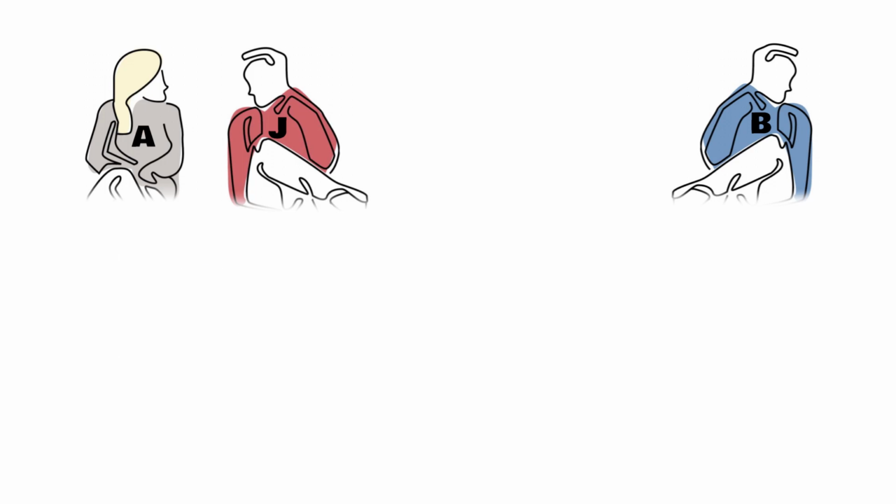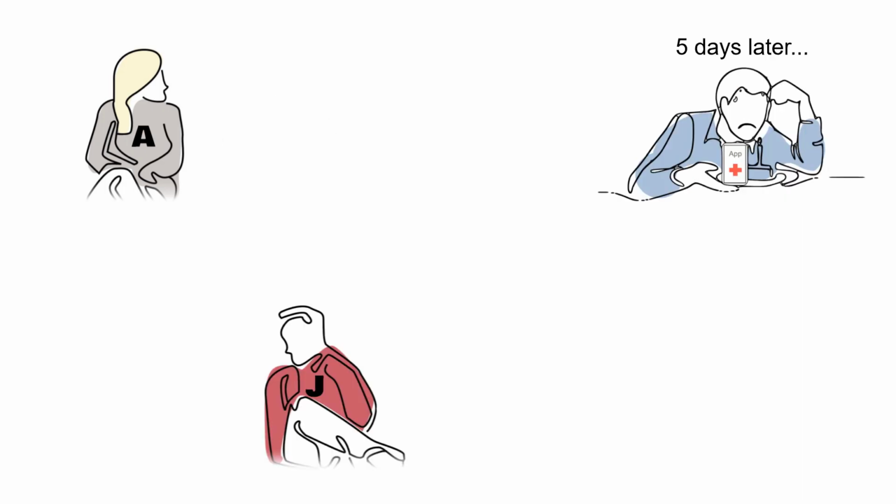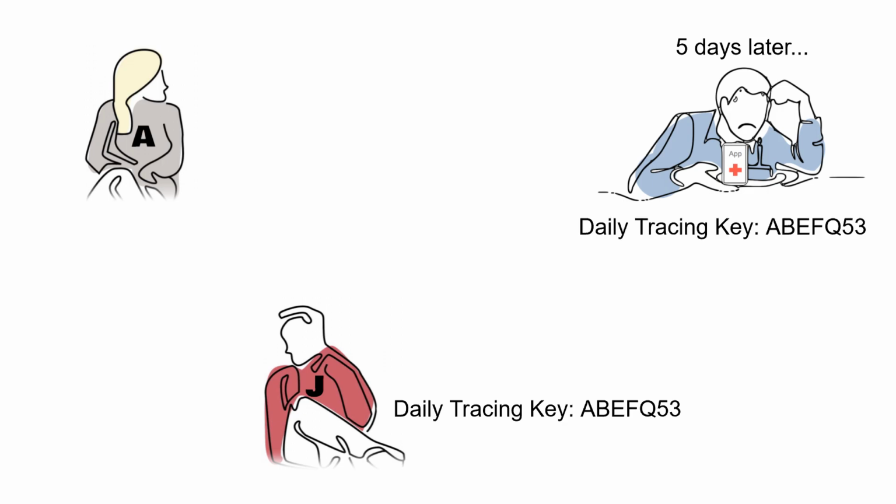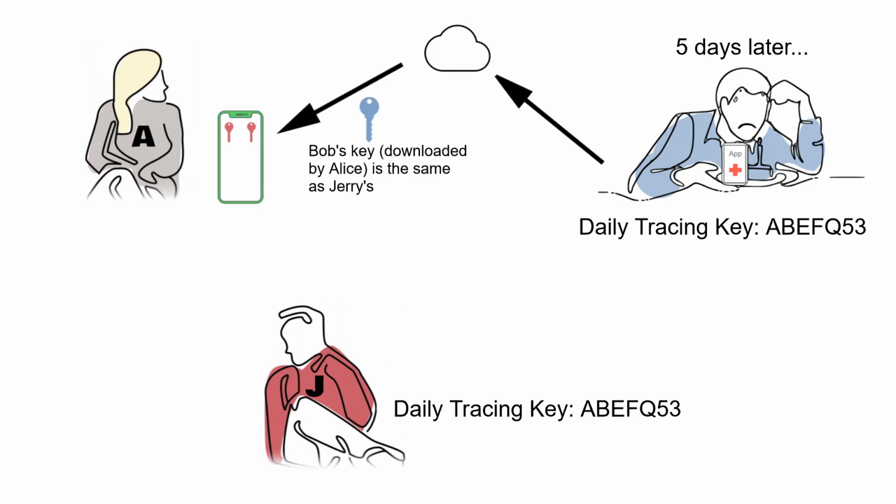5 days later, Bob, who Alice and Jerry have never met before, contracts COVID-19 and enters into the application that he is infectious. However, Jerry and Bob had the same daily tracing key by chance. What happens now is that Bob uploads all his daily tracing keys in the last 14 days to the server and marks these as diagnosis keys. Alice's phone then downloads all these keys and identifies that she has 2 rolling proximity identifiers generated by that daily tracing key. To her application, it seems like Jerry was infectious.